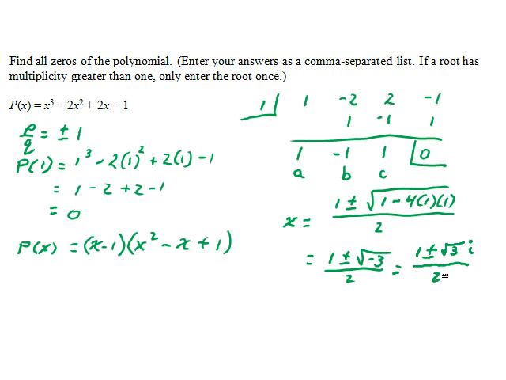And so the zeros for this polynomial are 1 and 1 plus the square root of 3 times i over 2, as well as 1 minus the square root of 3 times i over 2.